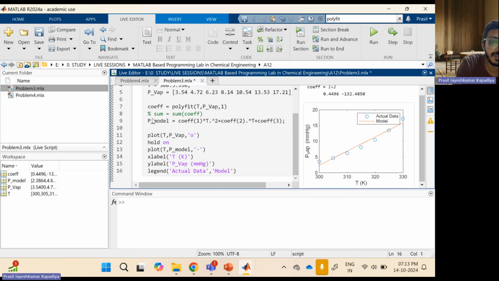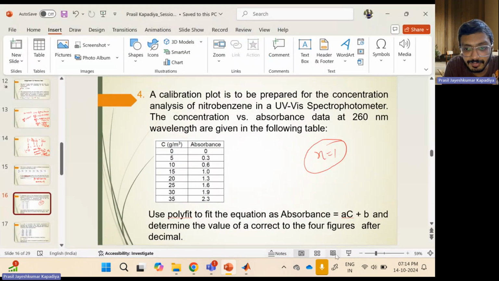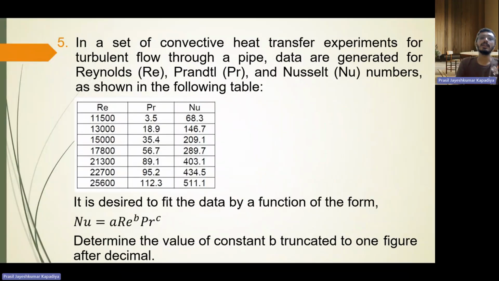Okay, so let's move ahead with the next problem that is quite different. In a set of convective heat transfer experiments for turbulent flow through a pipe, data are generated for Reynolds number, Prandtl number, and Nusselt numbers as shown in the following table. It is desired to fit the data by a function of the form Nusselt number is equal to A into Reynolds number to the B, Prandtl number to the C. And we are supposed to find the value of this B.